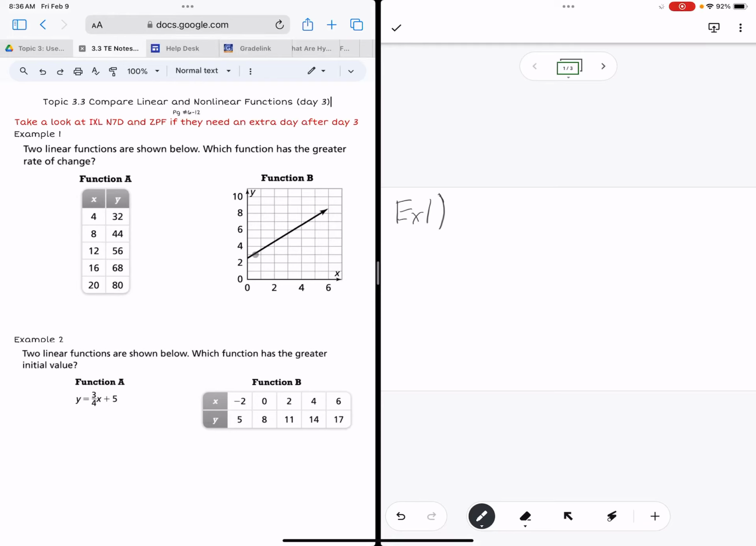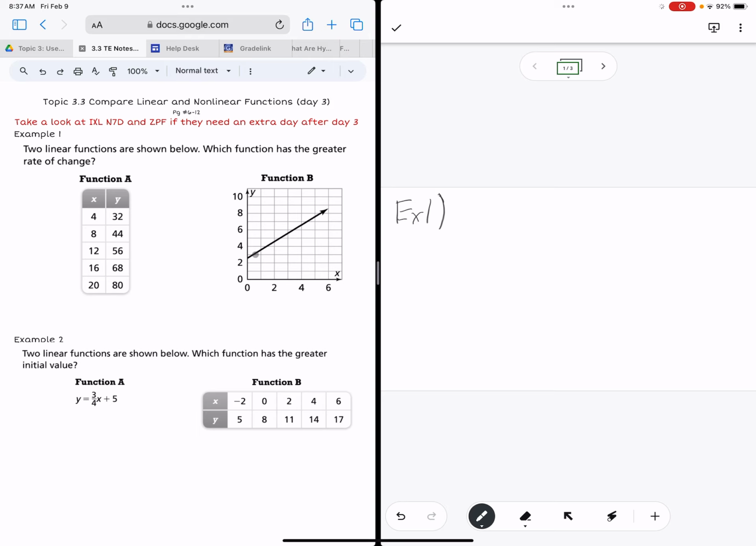Two linear functions are shown. So I don't have to worry about checking to see if it's linear. I know they're both linear. Obviously, function b is linear because it's a straight line. But I'm just going to go ahead and assume that the table is linear because it says so. So it's going to ask, which function has a greater rate of change?